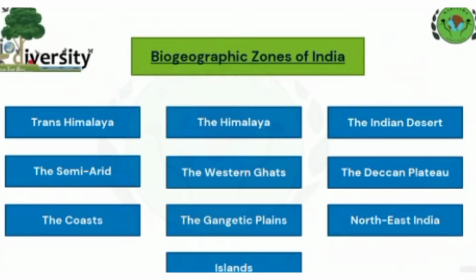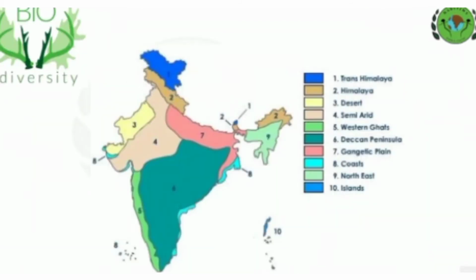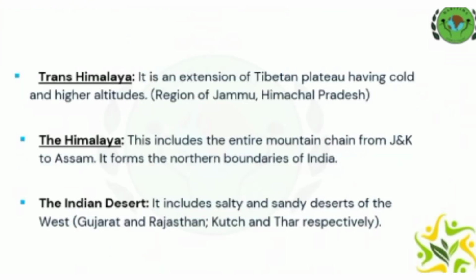Now talking about biogeographic zones of India. Biogeographic zones are those geographical areas that are defined based on the species found in them. Here are some biogeographic zones of India like the Trans-Himalaya, the Himalaya, the Indian desert, the semi-arid, the Western Ghats, the Deccan Plateau, the coasts, the Gangetic Plains, Northeast India and islands. Now we are having a map which shows all biogeographic zones of India and the area covered by them. Let's know more about biogeographic zones.